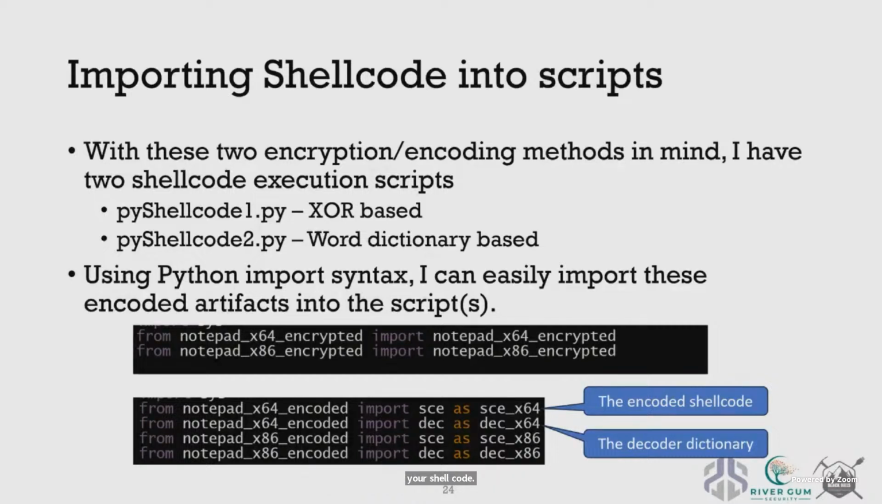So in my scripts, with these two encryption and encoding methods in mind, I wrote two shellcode execution scripts. One's called pyshellcode1.py, which is an XOR-based encryption, and the other one is called pyshellcode2.py, which is an English word dictionary-based shellcode encryption. And using some Python import syntax, I can easily import the encoded artifacts into these shellcode execution scripts, which I'll show you here at demo time, right?